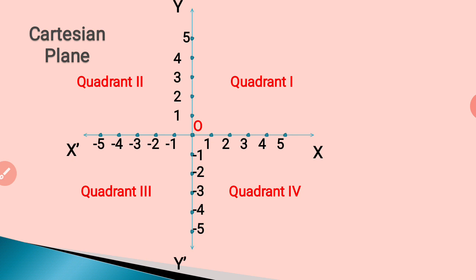So whichever plane you have, if you draw the x and the y-axis, the entire plane gets divided into 4 parts and they are named as quadrant 1, quadrant 2, quadrant 3 and quadrant 4. We use the word quadrant. Quadra means 4. Because it is divided into 4 parts, they are named as quadrant.